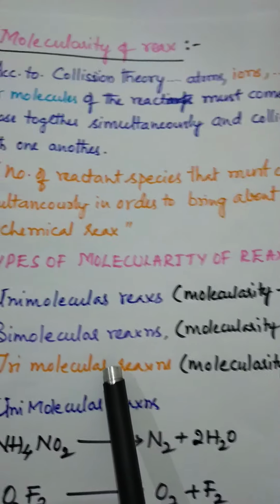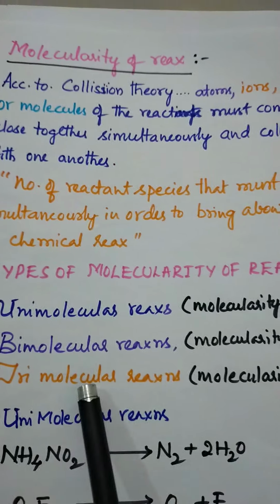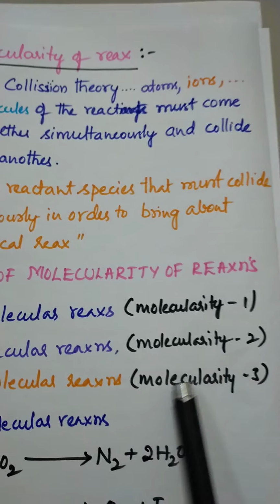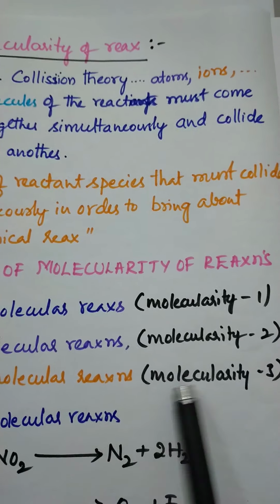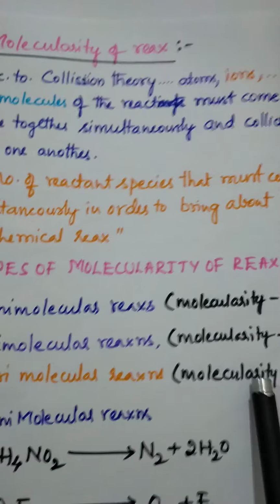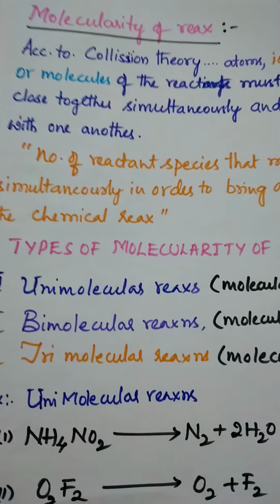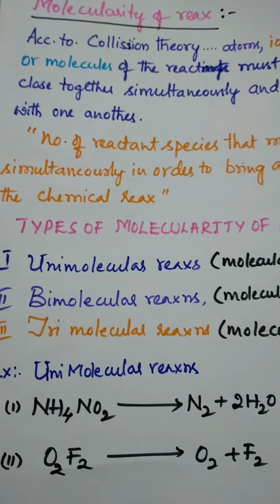Trimolecular, similarly, three molecules, three atoms, three ions come close together and react with each other and collide with each other simultaneously to bring about the reaction. Here is an example for unimolecular reactions.